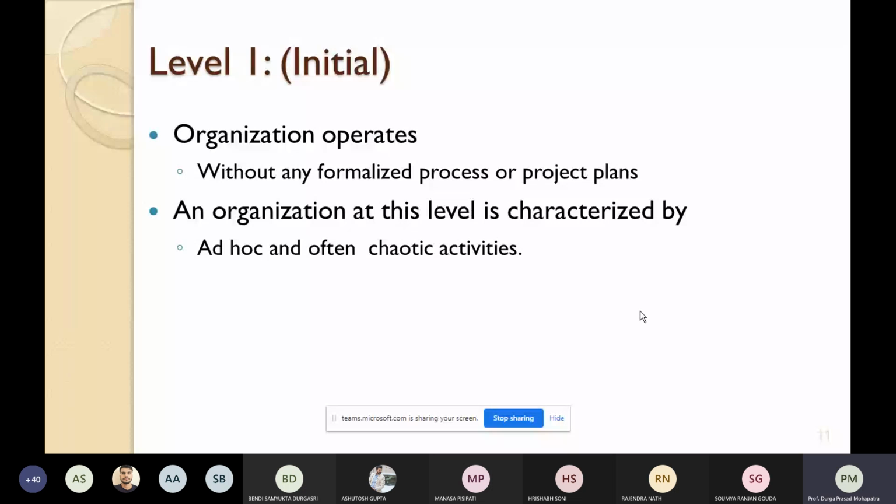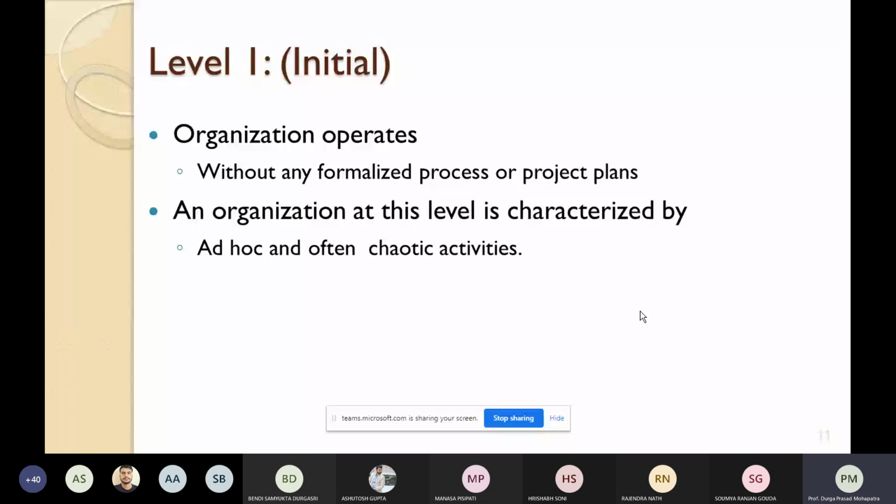But the production process is still ad hoc. It is not formally defined and also not documented. If you have not formally defined and documented the process, or some project management practices you are using, that means you are at level 2, or the repeatable stage.